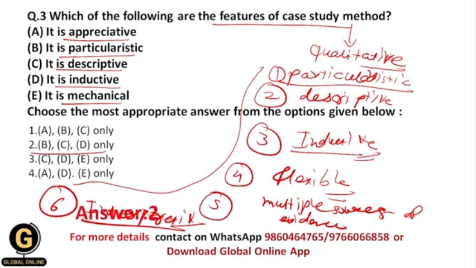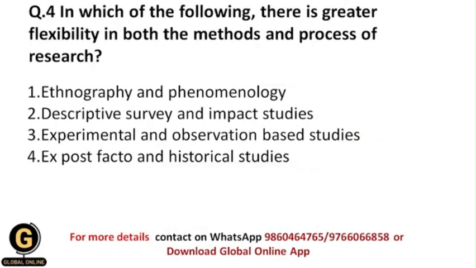And that's why from these characteristics, now you will understand that the correct answer to this question is second, that is B, C, D only, because the case study method is particularistic, because it is based upon a specific topic only, and it is actually based upon a single special person and their characteristics. Then it is descriptive, because we study in detail, and it is also inductive, because here we make up a theory, and that's why the correct answer over here is second, that is B, C, D only.